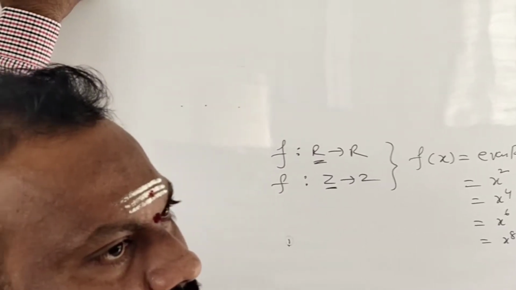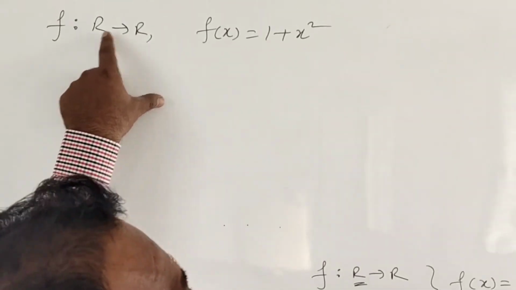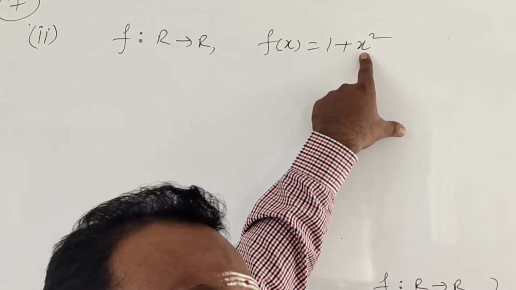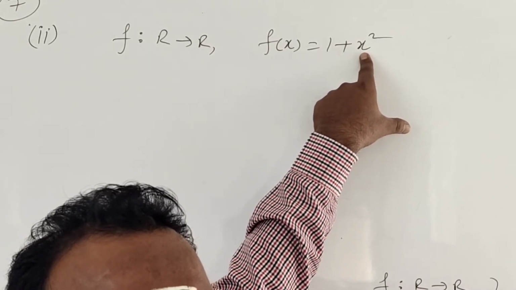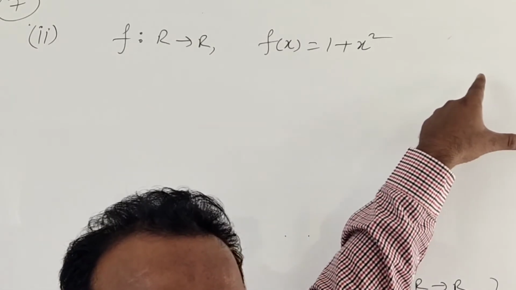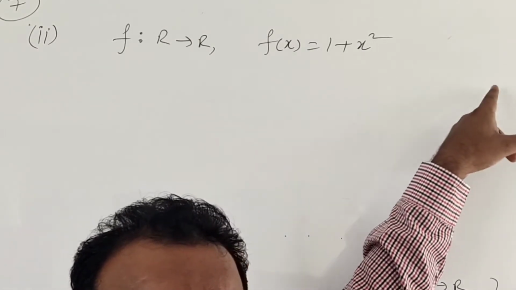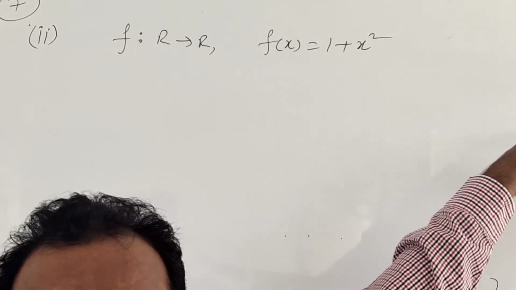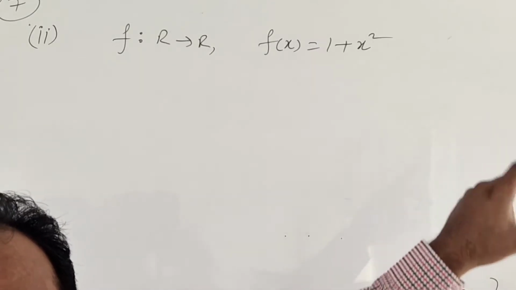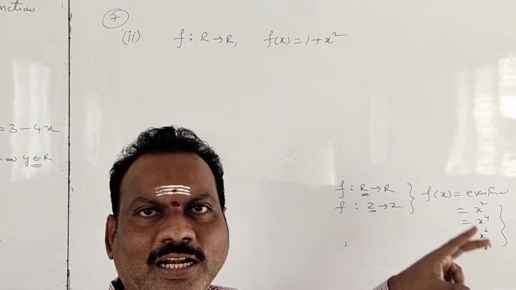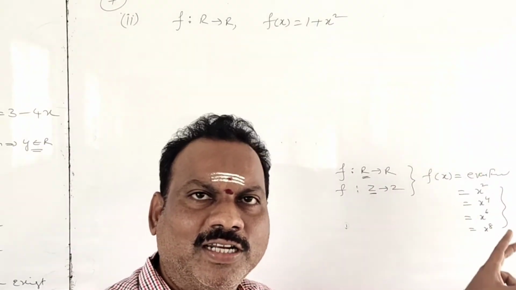Input r means any real number. If you substitute +1, 1 + 1 is 2. If you substitute -1, whole square also +1, 1 + 1 is 2. So +1 and -1 give the same output. +2 and -2 also give the same output. Not only +2 and -2, +1/2 and -1/2 also give the same output. Correct or not? So different inputs are getting the same output. That's why it is not a 1 1 function.